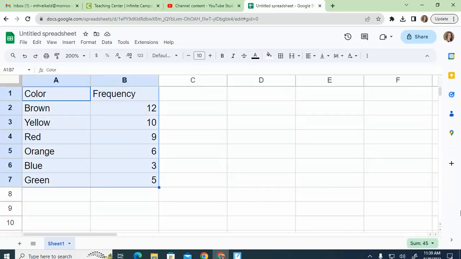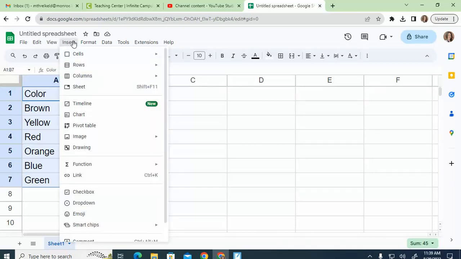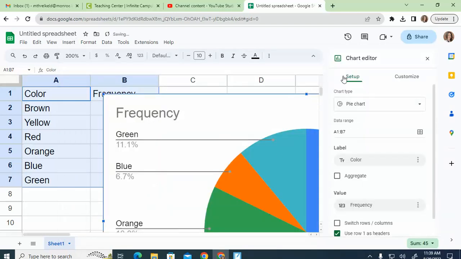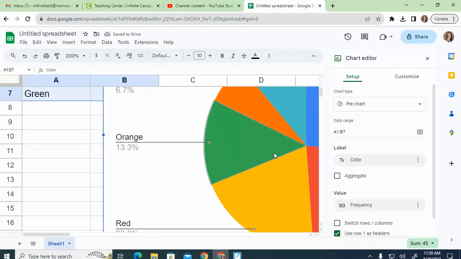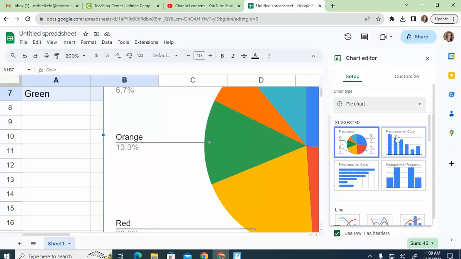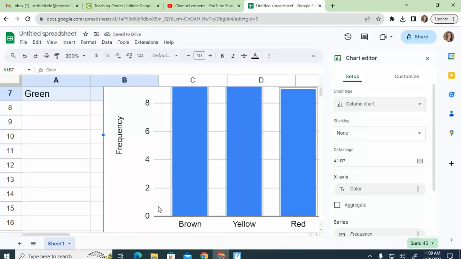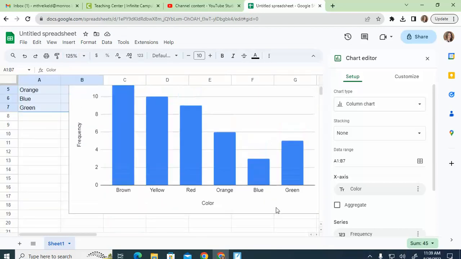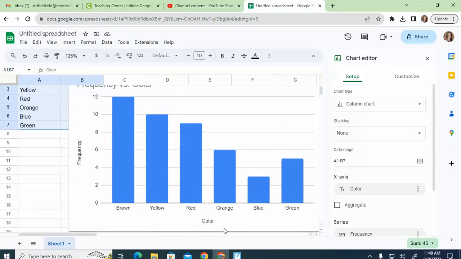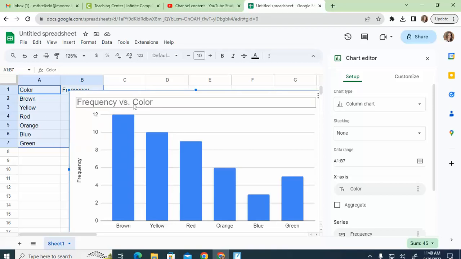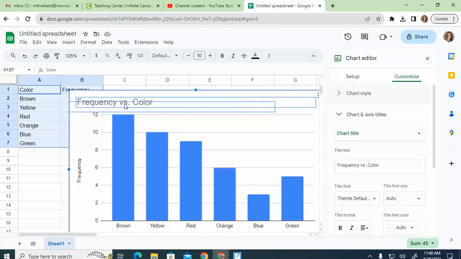Then if you highlight those two, so we're highlighting our data, we can insert chart. Now, mine came up with a pie chart automatically. Google tries to guess what kind of chart you might want. So under chart type, we are looking for what it calls a column chart. So it looks like this. And you notice it put the labels that I had for my columns. It labeled my color, my frequency. It's got a title on it, but we could change that if we wanted.